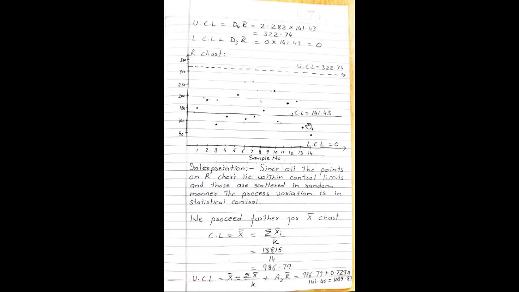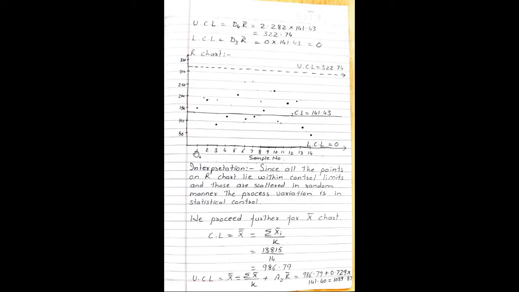So we will draw the R chart. On x-axis we will take sample numbers 1, 2, 3, 4, 5, 6, 7, 8, 9, 10, 11, 12, 13 and 14. Lower control limit is 0. We will find central line. Central line is nothing but R bar, which is 141.43. Upper control limit is 322.74. So first of all we will draw these three lines and then we will plot the points.